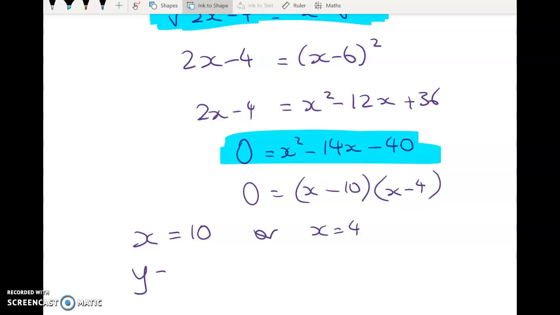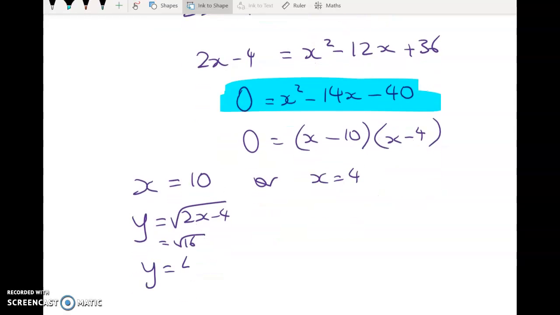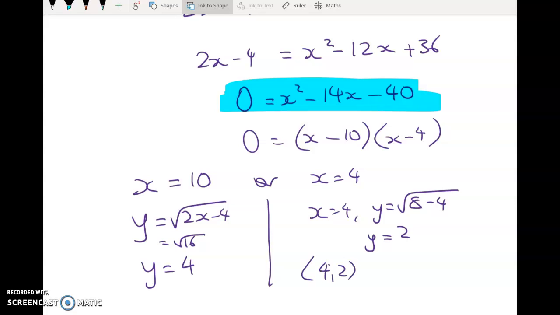Now, when x is 10, y should be root 2x minus 4, which is the square root of 16. So y is equal to 4. And when x is equal to 4, y is equal to the square root of 2 4s are 8. So y is equal to 2. So nothing wrong here. That all looks fine. So the point is either 4,2 or 10,4.